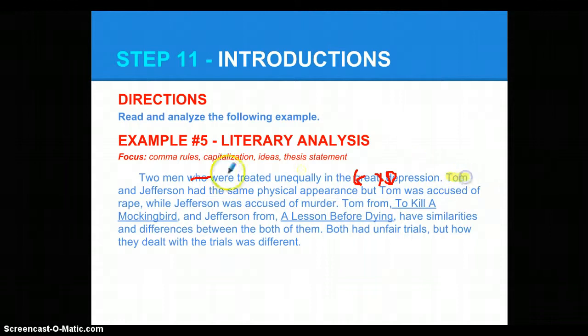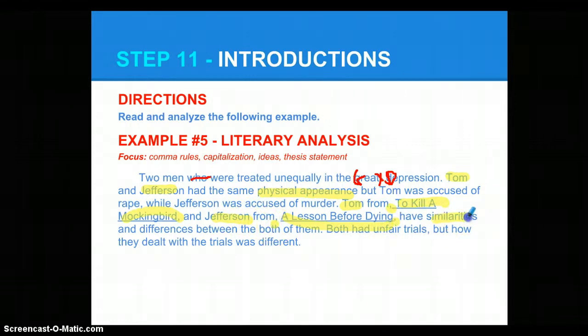Tom and Jefferson, okay, I know I'm going to learn about Tom and Jefferson. They're the same as far as physical appearance, but Tom was accused of rape while Jefferson was accused of murder. So they both were accused of crimes they didn't commit. So we're going to, again, learn about Tom from To Kill a Mockingbird, which is good, and Jefferson from A Lesson Before Dying. Watch out for your comma errors.